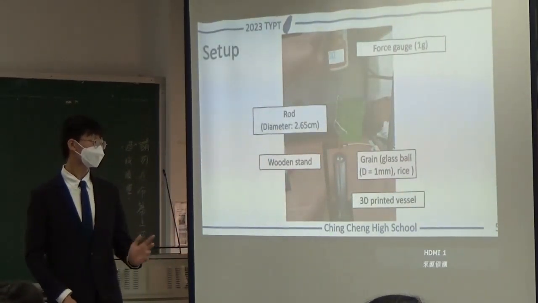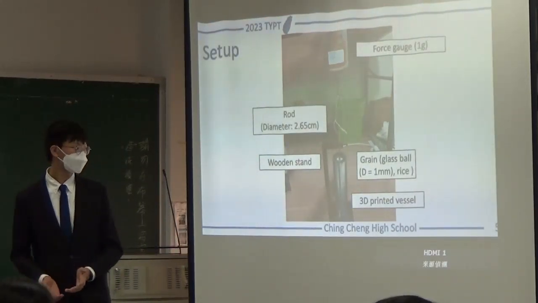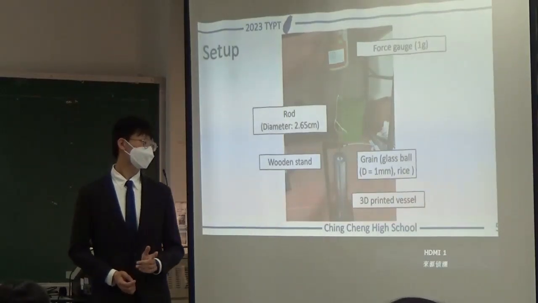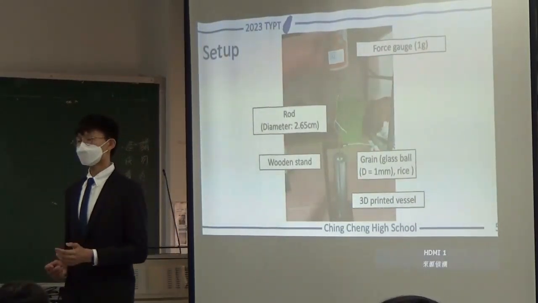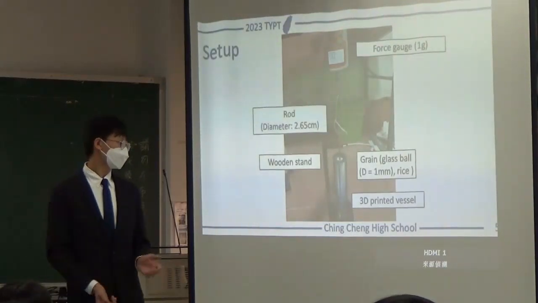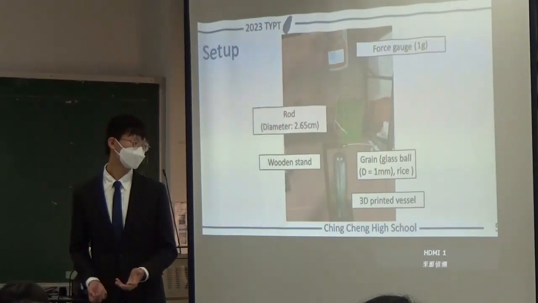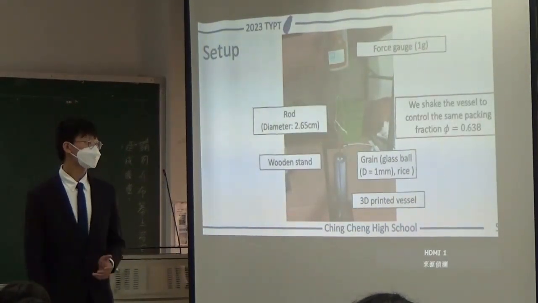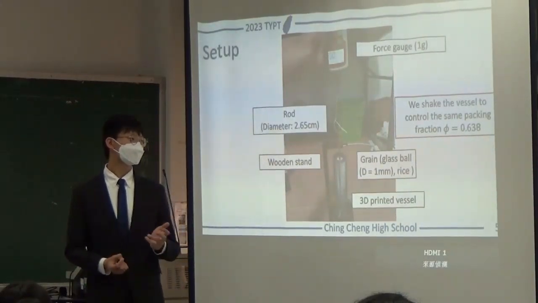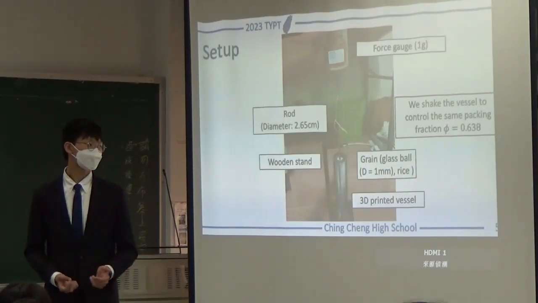And about the stuffed grain, we use two kinds of granular material. The one is flexible, and the diameter of them is 1 millimeter, and the second is rice. And the vessel we use is a 3D printed vessel. And we shape the vessel to control the same packing fraction, V equals 0.638.